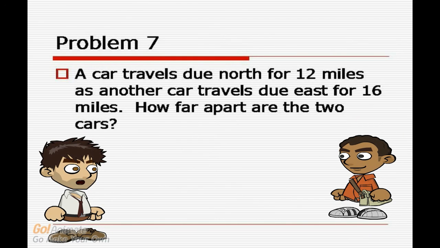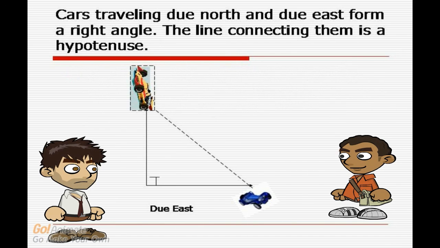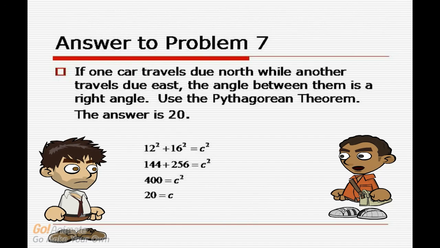Eric, it's your turn. How do you know this is a Pythagorean theorem problem? This diagram illustrates the right angle formed by two cars, one heading due north and the other heading due east. The dotted line is the distance between them. The distance traveled by each car is a leg of a right triangle.